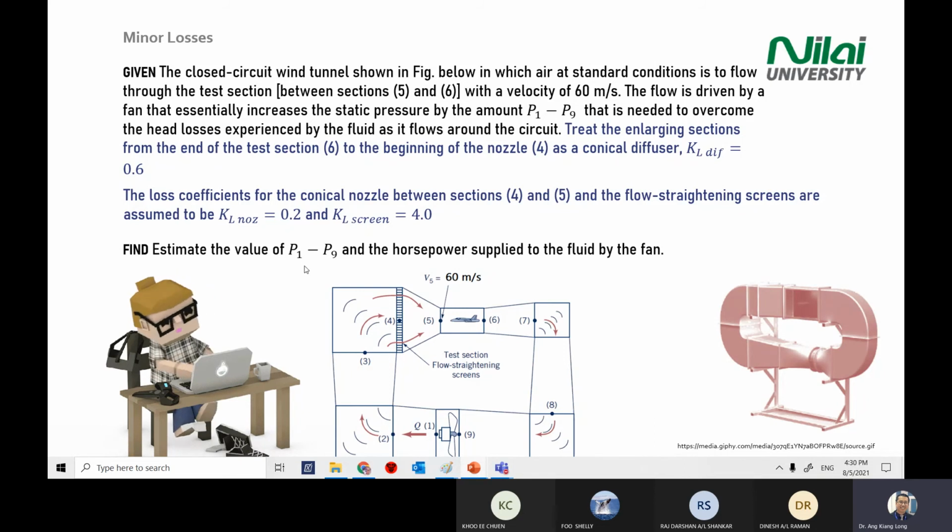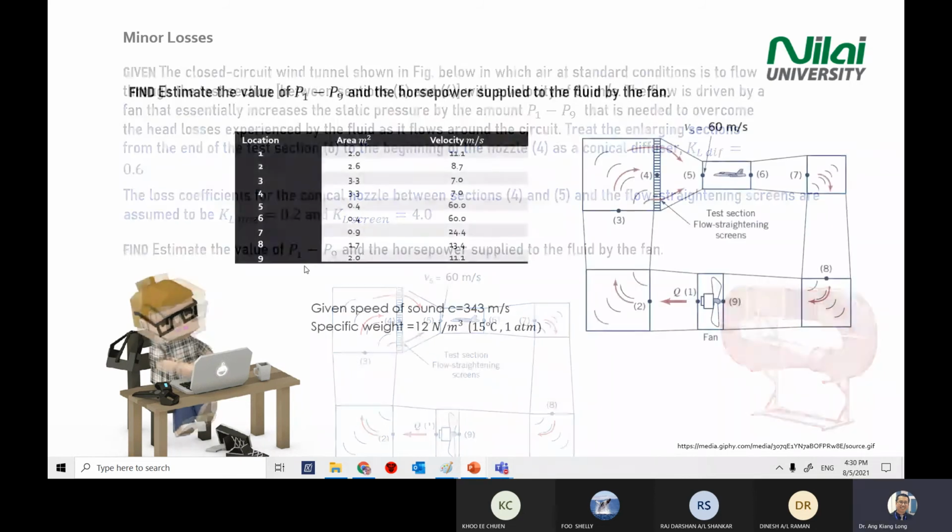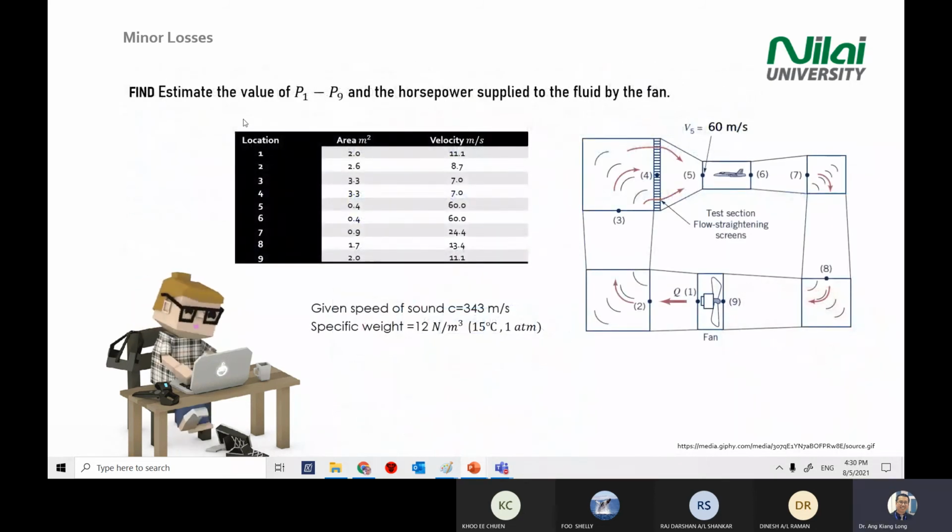So you need to estimate the pressure. How do we estimate the pressure? You'll be seeing experimental data, like what you see on your screen here, in the table. It means you have area and velocity. Location 1 means point 1 here. The area of this point 1 is 2 meters squared. Velocity measured at this point is 11.1 meters per second.